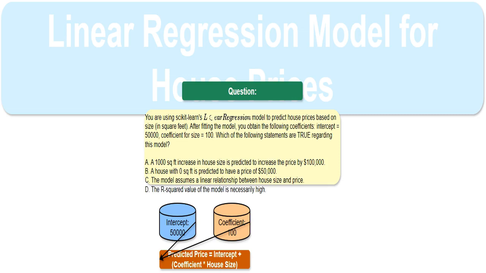This phrase simply states the type of model we're working with: a linear regression model used to predict house prices. It's a common statistical method to find the relationship between variables, in this case, house size and price.